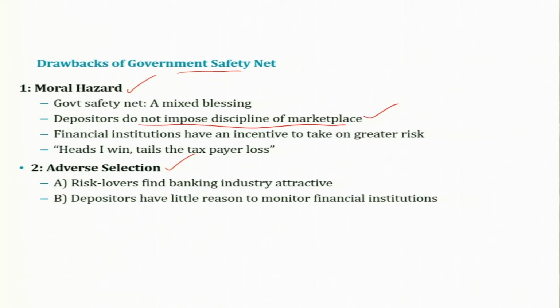Similarly, not only individual depositors but even institutional depositors, those who have the capacity to do the monitoring, also won't do the monitoring here, because they are also assured that the government will be paying back their deposits. Similarly, financial institutions have an incentive to take on greater risk. Why? Because banks with a government safety net have an incentive to take on greater risk than they otherwise would, since the deposit insurance corporation will be paying back the depositors' money. This aggravates the moral hazard problem among the bankers themselves.